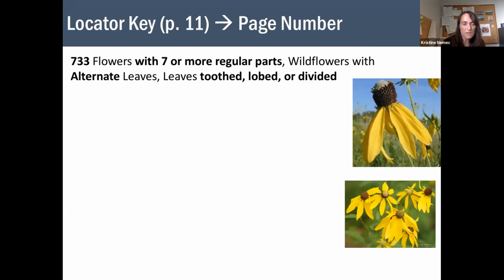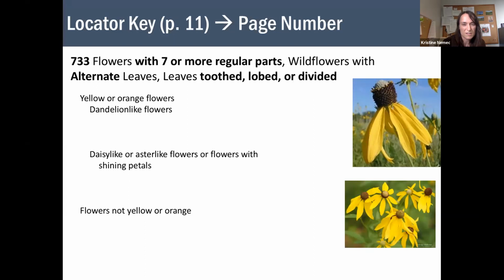So if we look up 733 as the group number in our locator key, now we're going to try to figure out the page number. First we look at the flower color. Well, it has yellow flowers. So now, does it look like a dandelion or more daisy-like or aster-like? Well, it's looking more daisy-like, I would say.